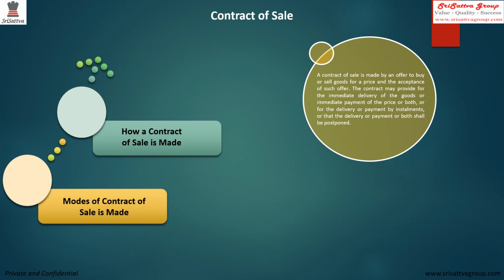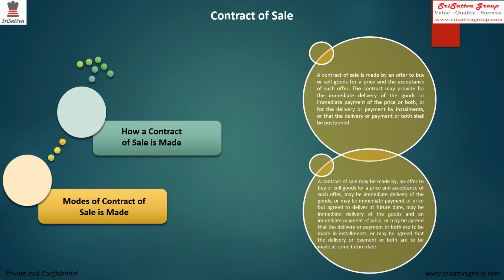Modes in which a contract of sale is made. A contract of sale may be made by an offer to buy or sell goods for a price and acceptance of such offer, may be immediate delivery of the goods, or may be immediate payment of price but agreed to deliver at a future date, may be immediate delivery of the goods and an immediate payment of price, or may be agreed that the delivery or payment or both are to be made in installments, or may be agreed that the delivery or payment or both are to be made at some future date.